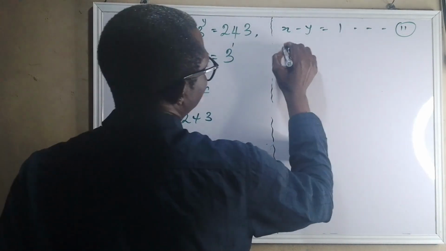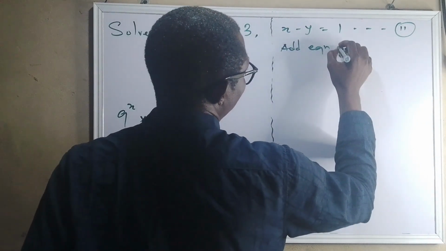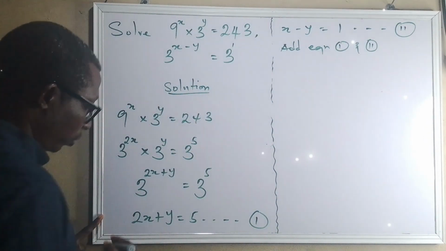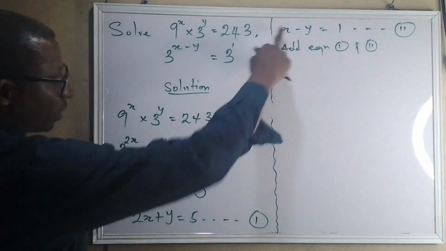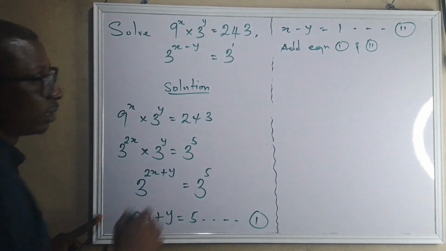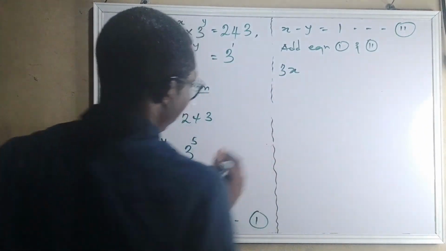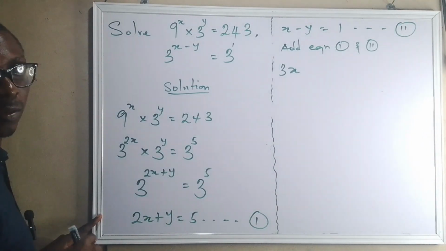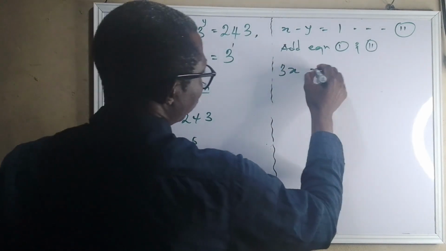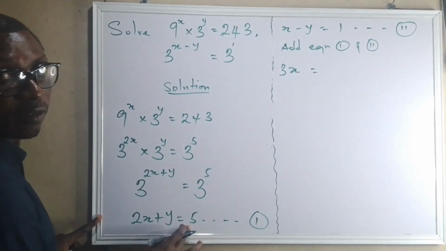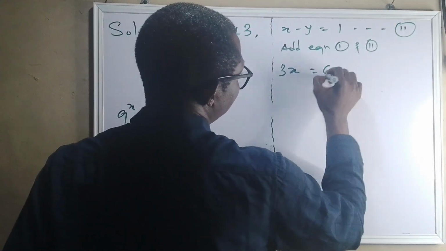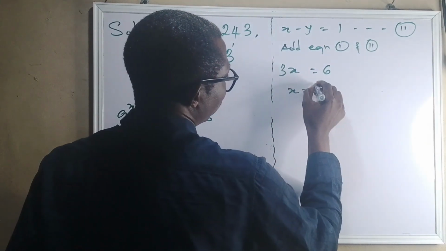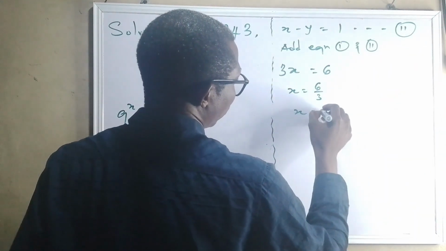So add equation 1 and 2. Now let's add. x plus 2x gives us 3x. y plus minus y gives us 0. Equals, so you add 1 and 5, that gives us 6. So you can divide both sides by 3 now. So we have x equals 6 over 3. So x equals 2.